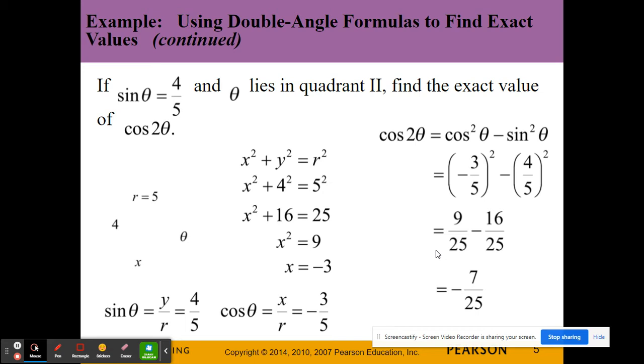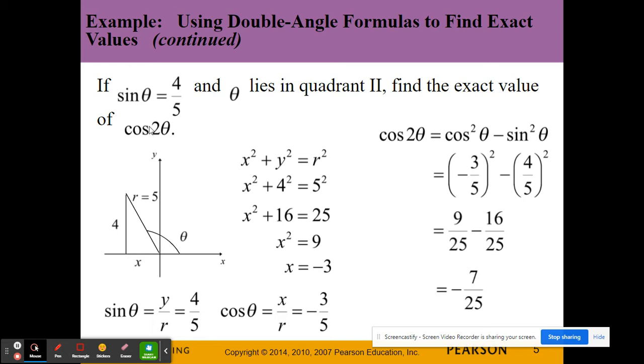All right. The next one is essentially the same question. We're just now looking for cosine of 2 theta. So the first half of the work is identical. You're just figuring out what is the x value, so that way you can know what the cosine of theta is. And it's negative 3 for x again, so the cosine of the angle would be negative 3/5. So that part is identical to the first example.